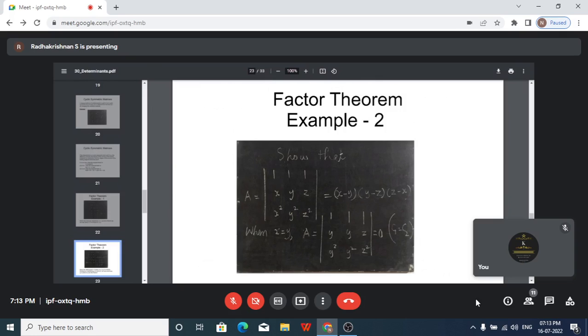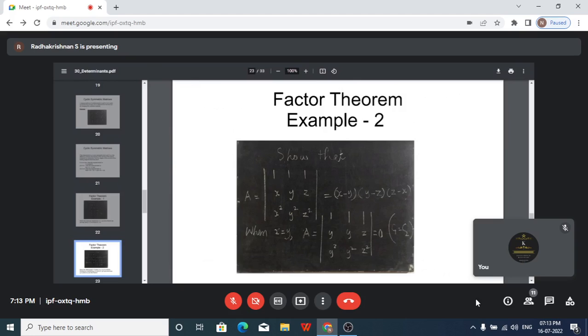In the same way, we can prove that y minus z and z minus x are factors. So you put y equal to z and see what happens. The second column will become 1 z z square, so it will be equal to the third column. So we can conclude that y minus z is a factor. Similarly, z minus x is a factor. It's cyclic symmetric, so the others will also be true. So we have now determined that x minus y, y minus z and z minus x are factors.